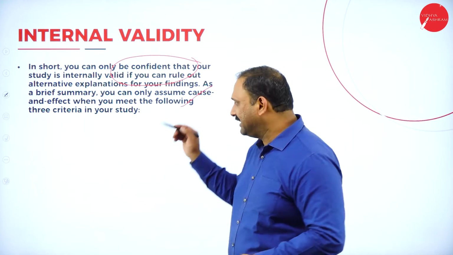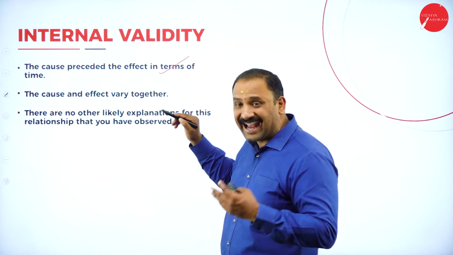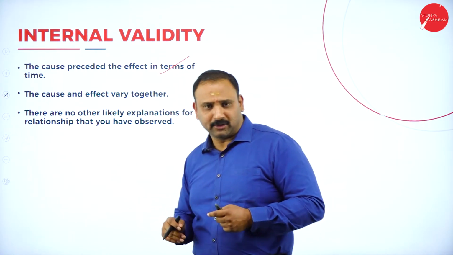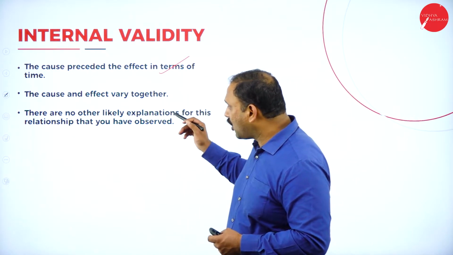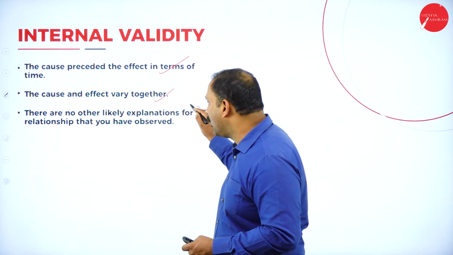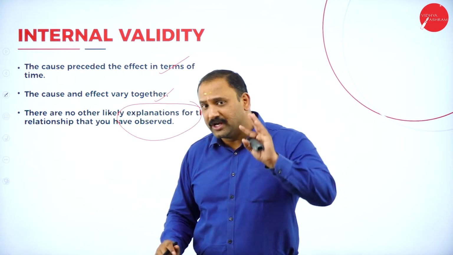Now, there are three criteria in this study. The first one is the cause preceded the effect in terms of time value. So that is also very, very important for us to understand. The cause and effect vary together. That is possible. There are no likely explanations for this relationship that you have observed. So look into these three factors.